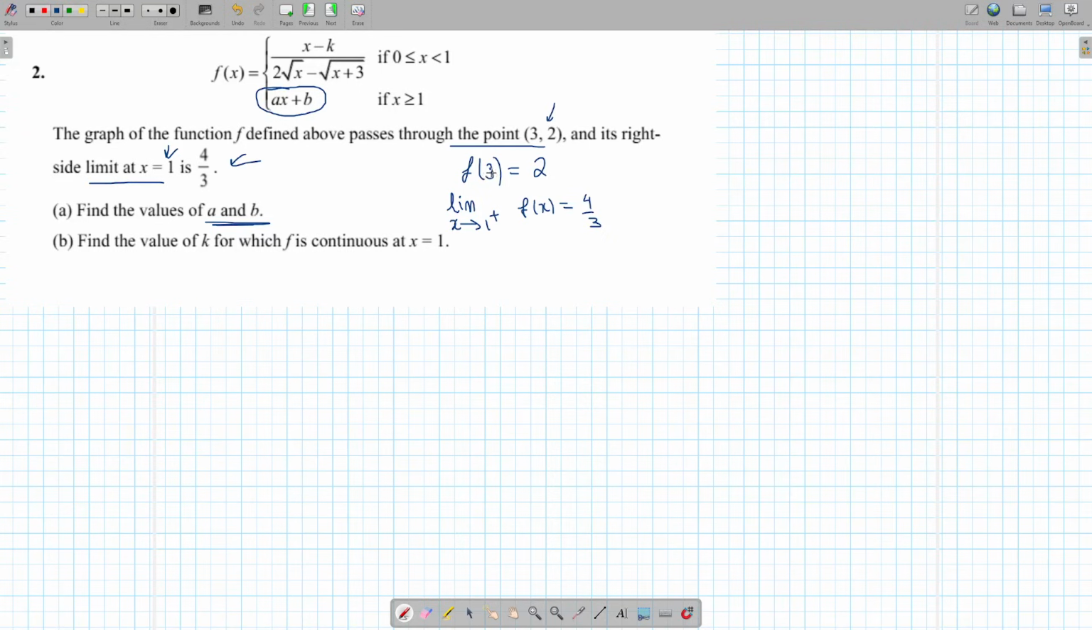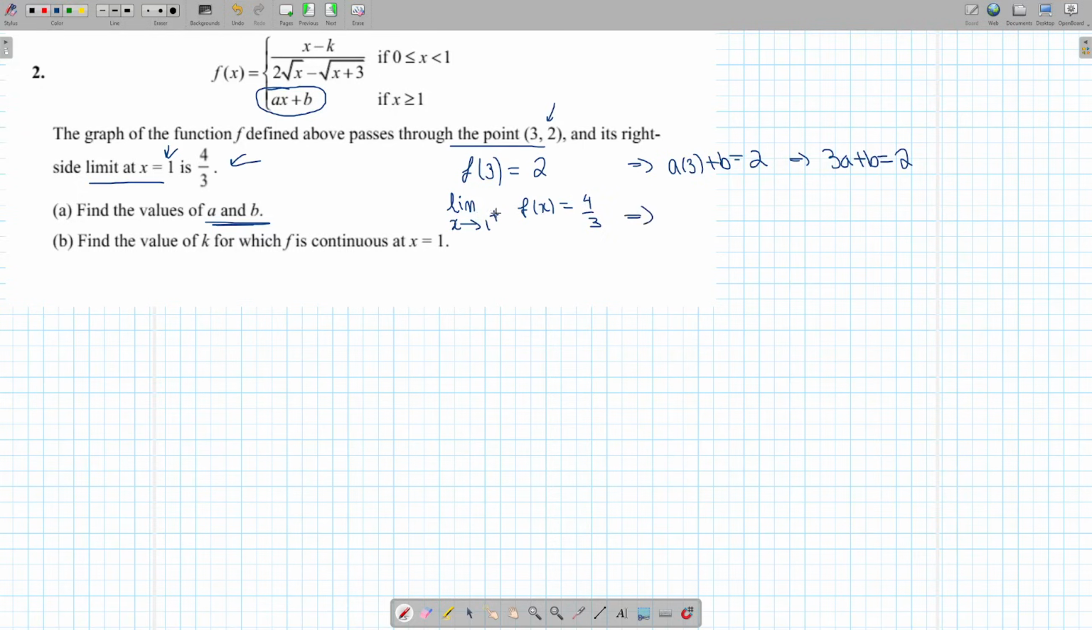Exactly. So when we substitute 3, we should get 2. So let's substitute 3. We're gonna get a times 3 plus b, and the answer to that should be 2. So we're gonna get our first expression. That's 3a plus b equals 2. But is it enough? Is one equation enough for 2 variables? No. We need another equation.